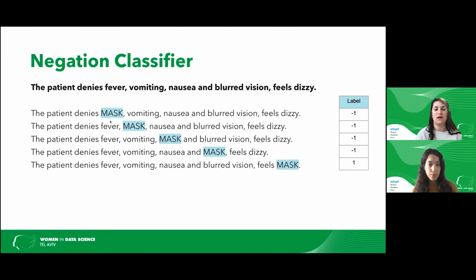Another issue that the masking mechanism helps with is to generalize the model. Except for telling us which word is in focus, it generalizes the model in the sense that it doesn't matter which word is behind the mask. If it's fever, vomiting, or nausea, it doesn't matter. What matters is the pattern of the sentence and where the masking is mentioned in the sentence. Here you can see that the word "denies" comes before the masking word, so we know that we expect the masking to be negated.